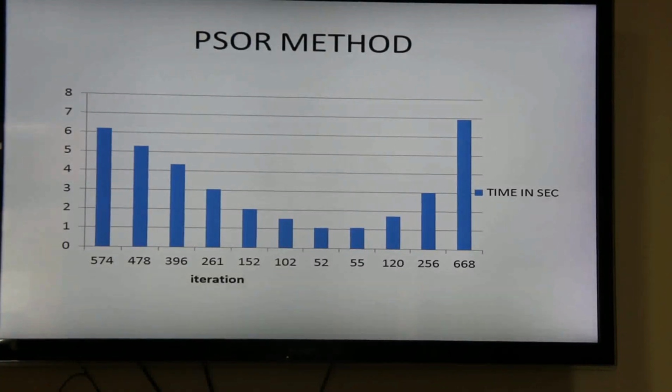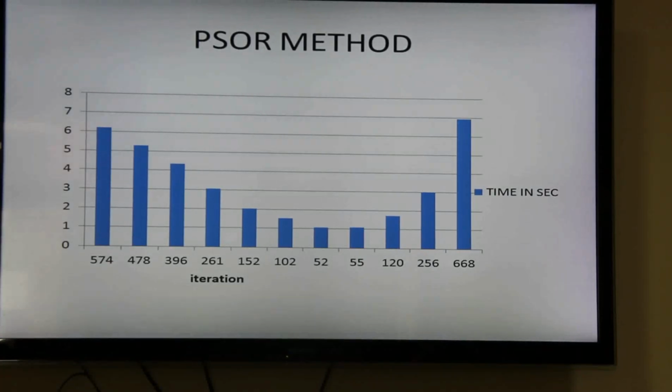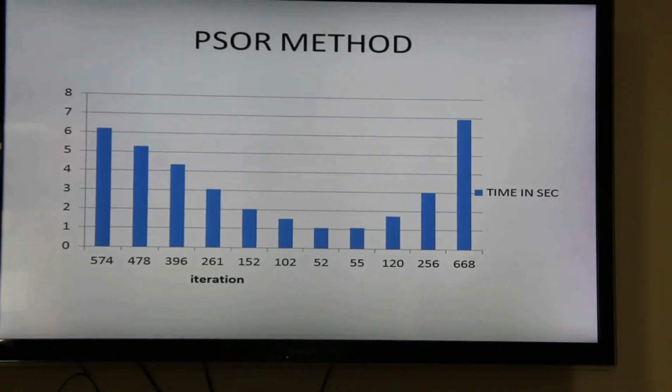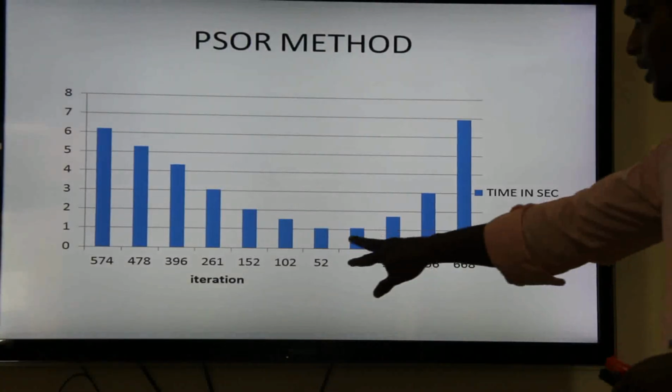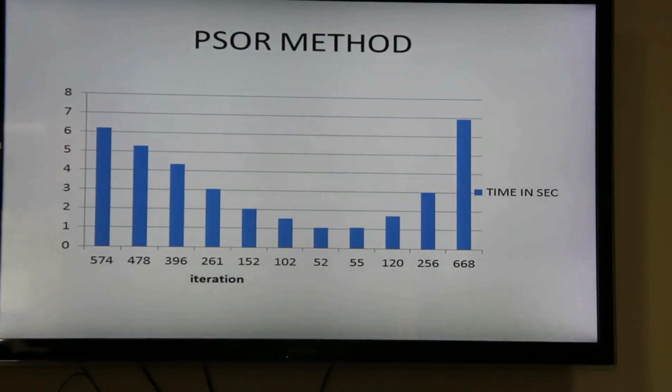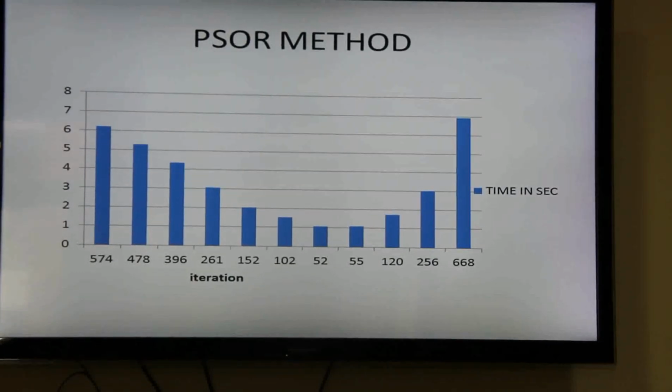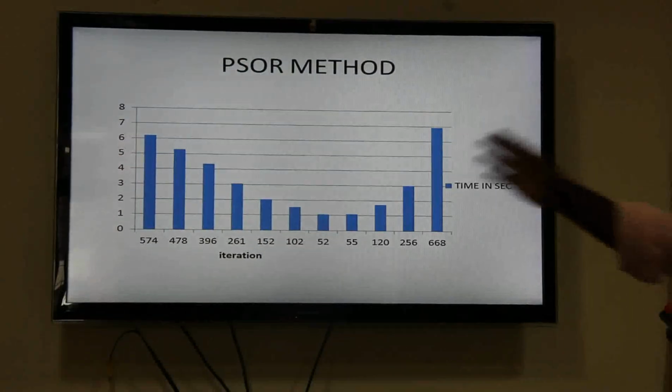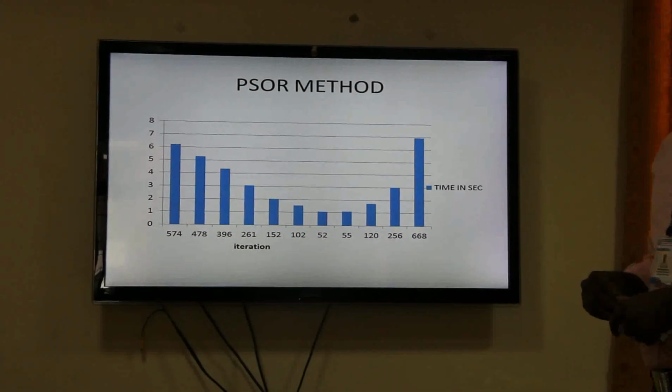And this is the graph for time consumption with respect to iteration. Some techniques consume more time, some consume less time to reach a certain iteration. That's what the plot shows. For example, the PSR method consumes 1 second for just 52 iterations, and 574 iterations are required to reach 60 seconds. So that's how it is with respect to our plots and our techniques.